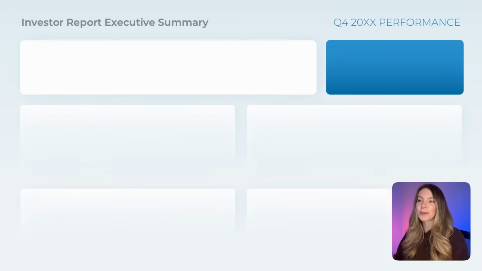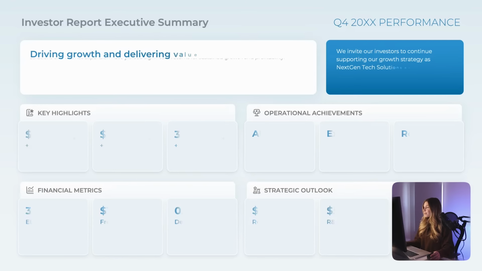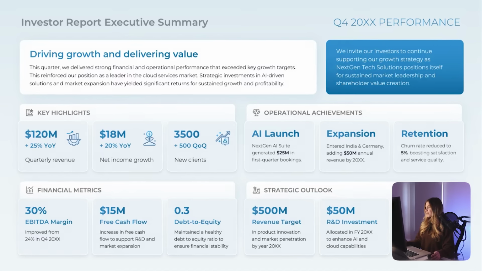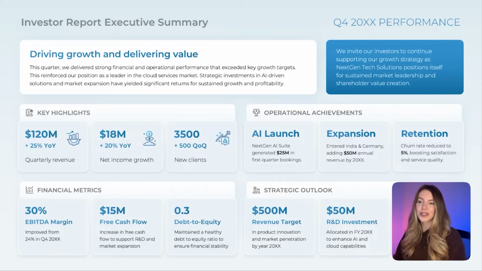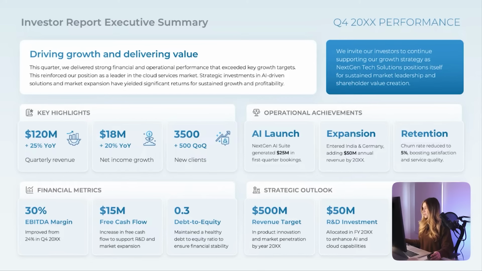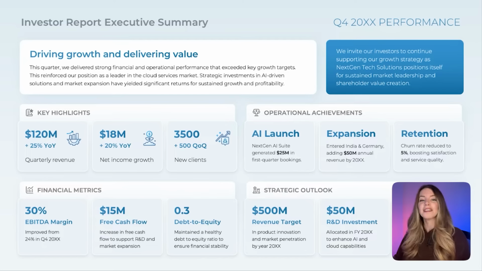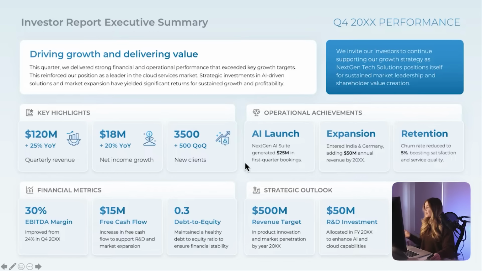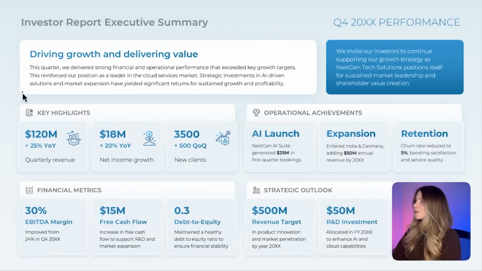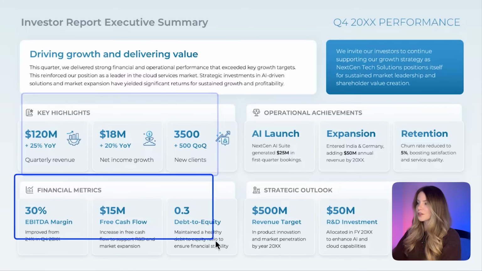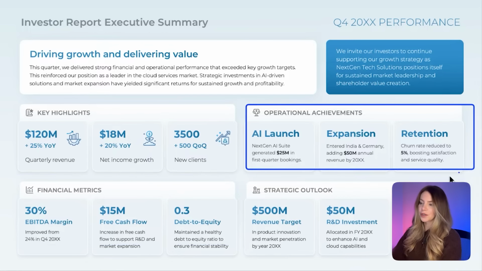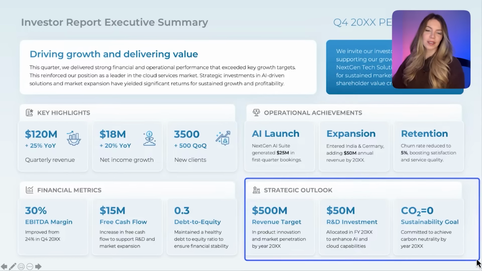An investor report's executive summary is a snapshot of a company's financial health, growth performance, and strategic direction. Since investor reports target shareholders, potential investors, and analysts, the executive summary should give them a quick but still well-rounded view of the business' general performance and financial standing. Key components typically include key highlights, financial metrics, operational achievements, and strategic outlooks.